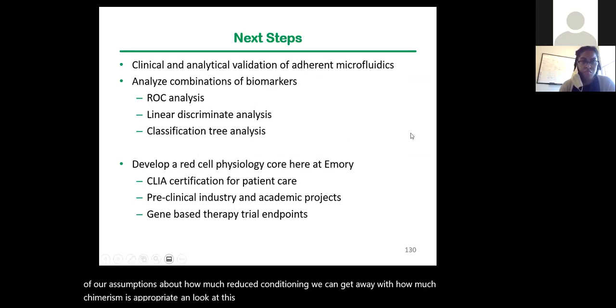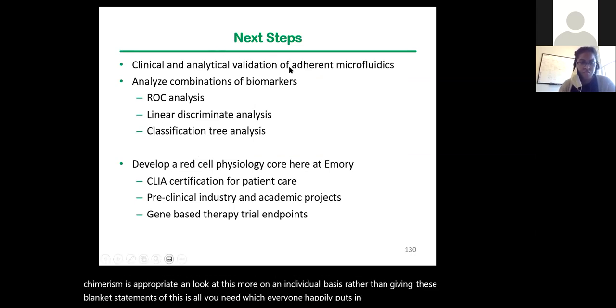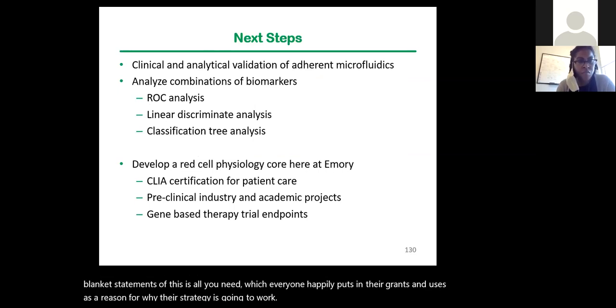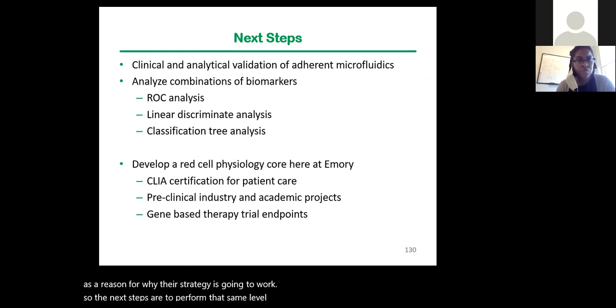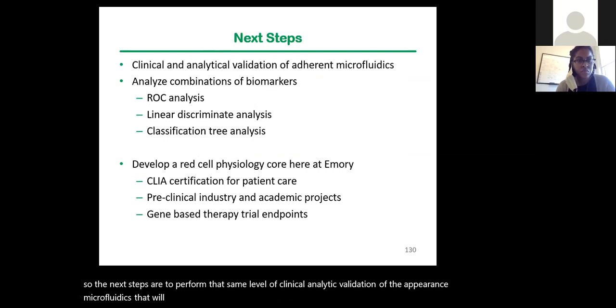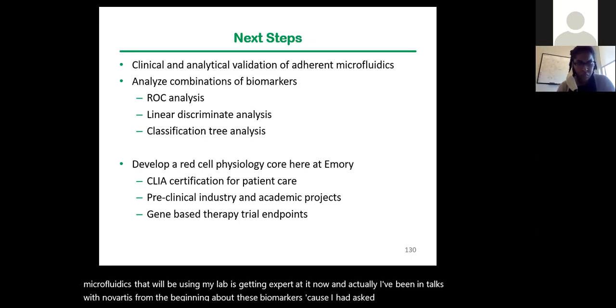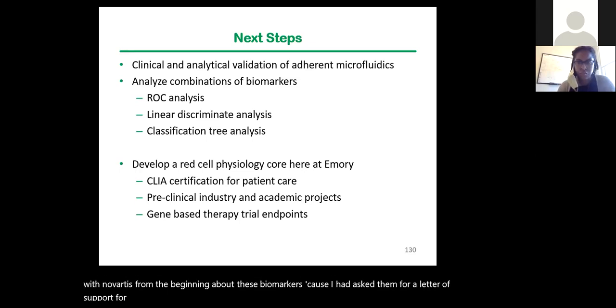So the next steps are to perform that same level of clinical and analytic validation of the adherent microfluidics that we'll be using. My lab is getting expert at it now, and actually I had been in talks with Novartis from the beginning about these biomarkers because I had asked them for a letter of support for the grant application, which they gave me. And then they kept asking me, are you funded?